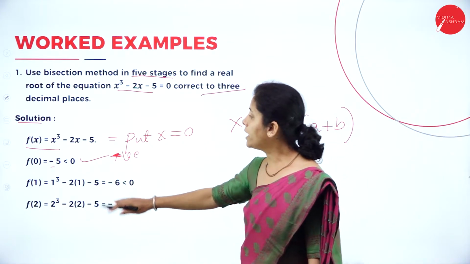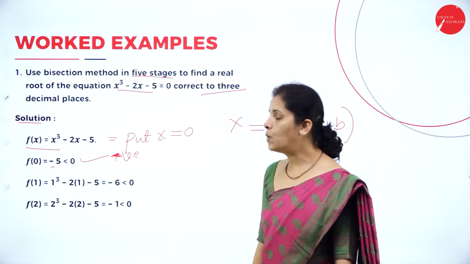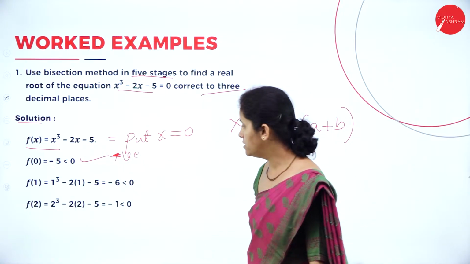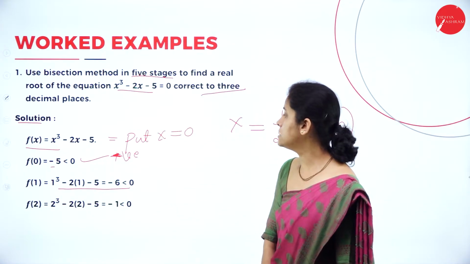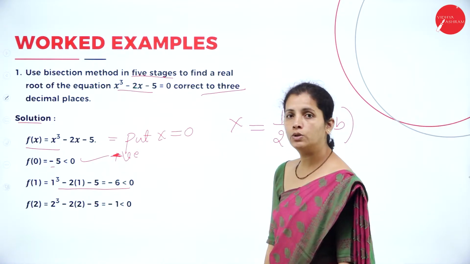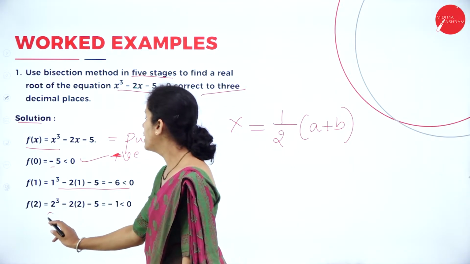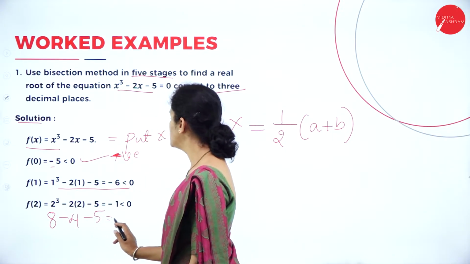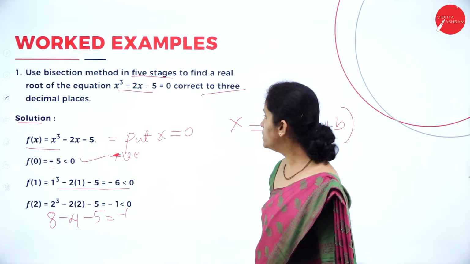Now, what I'm going to do? I'm going to increment x by 1. Now, x equal to 1, and I substitute this 1 in my equation. I get once again a negative value, that is minus 6. Then I substitute x equal to 2. So, it is 8 minus 4 minus 5. Once again, I'm getting minus 1. So, it is once again a negative value.